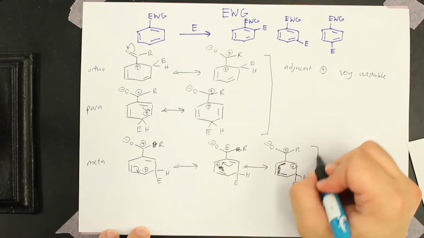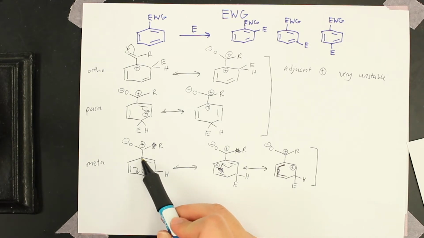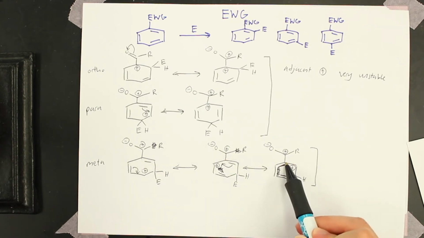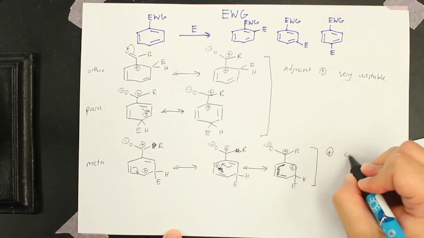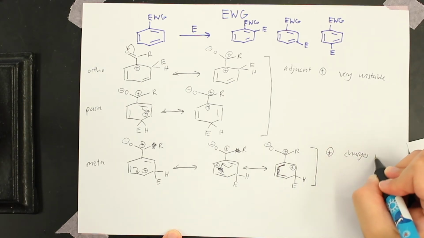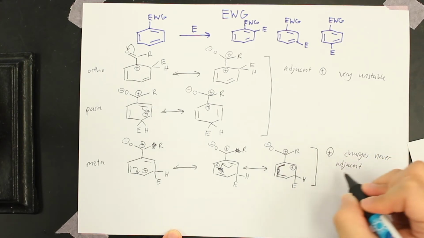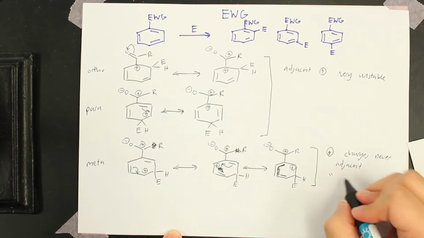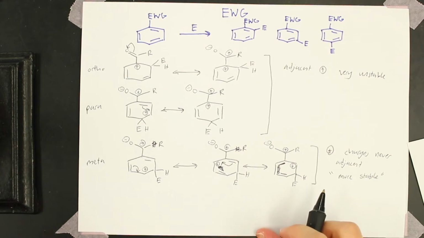And as you can see, with the three resonance structures we've drawn, the positive charge is still in the ring, but it's never on this carbon. It's never adjacent here. So because of that, because the positive charges are never adjacent, this resonance structure, or this sigma intermediate, is said to be more stable compared to the ortho and para substituents.